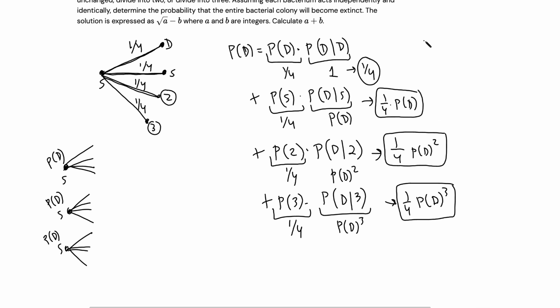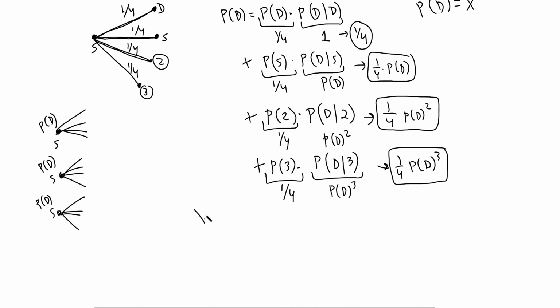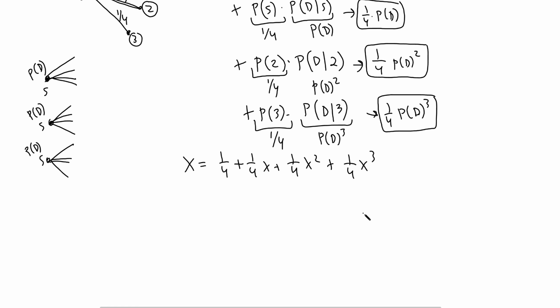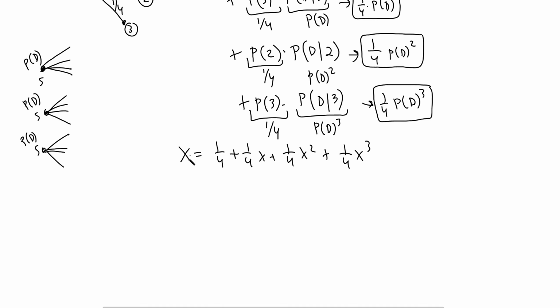For the sake of simplicity, let's say P of D is equal to x. Then what this becomes is x equals 1/4 plus 1/4 x plus 1/4 x squared plus 1/4 x to the 3rd. What can we do about this? Multiplying 4 on both sides, we get 4x equals 1 plus x squared plus x to the 3rd.